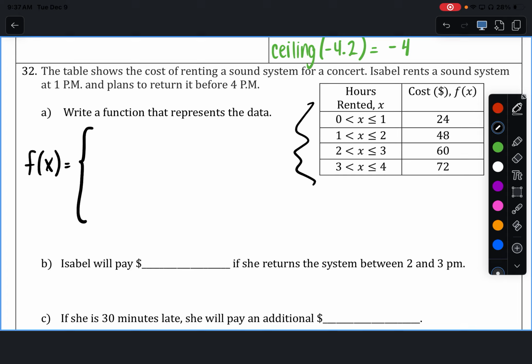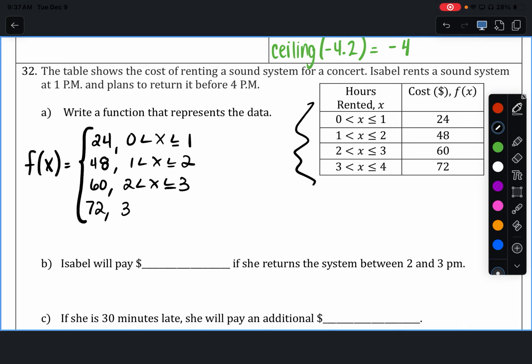So we would do 24 between 0 and 1. It would be 48 between 1 and 2. It would be 60 between 2 and 3. And 72 between 3 and 4.